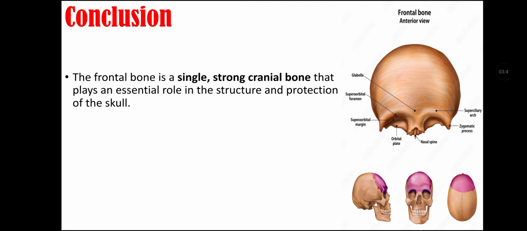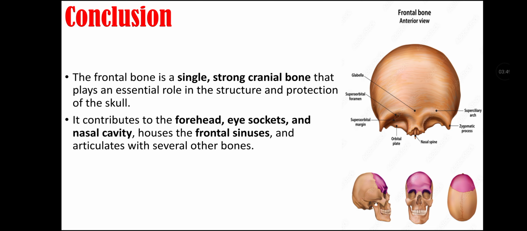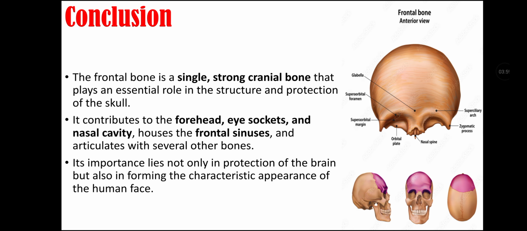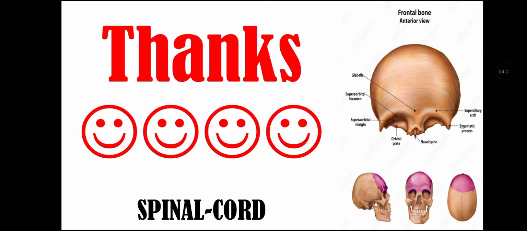Conclusion of this lecture video. Frontal bone is a single, strong cranial bone that plays an essential role in structure and protection of the skull. It contributes to the forehead, eye sockets, and nasal cavity, houses the frontal sinuses, and articulates with several other bones. Its importance lies not only in protection of brain but also in forming the characteristic appearance of human face. And this was all about frontal bone.